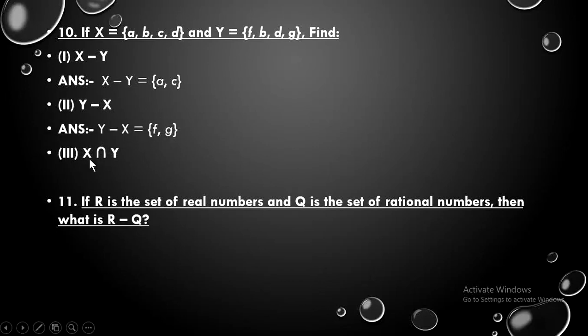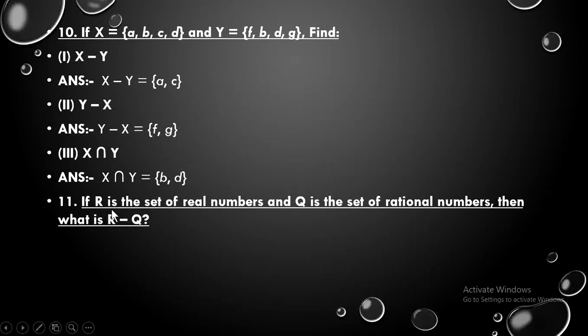Next, they have asked you to find the intersection of X and Y. Now what are the common elements present in both X and Y? That is B and D itself. Okay, so B and D. So X intersection Y will be B comma D. That is the common elements present in both the sets.